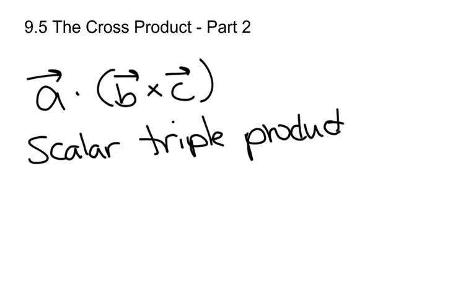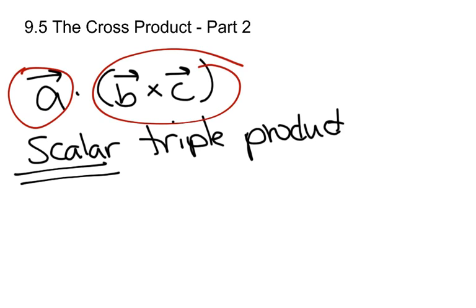In the cross product part 2, we're going to talk about the volume of a parallelepiped and coplanar vectors. This here, A dot B cross C, is called the scalar triple product. The reason it's called the scalar triple product is because when you're done with the problem, you're going to get a scalar answer. The cross product gives you a vector, but you're going to get a vector times a vector, which we know gives you a scalar.